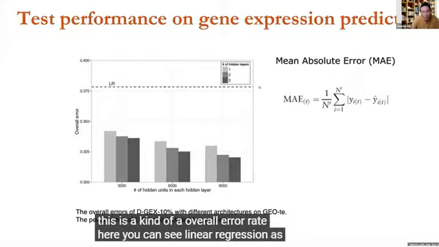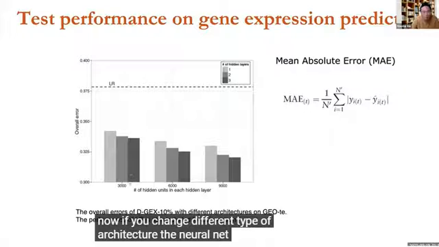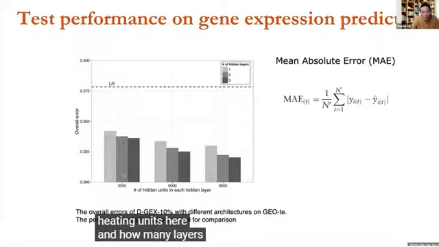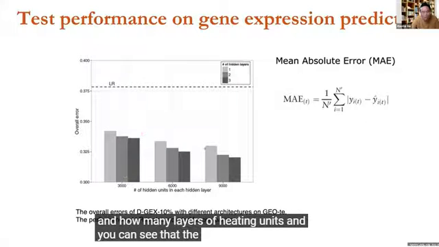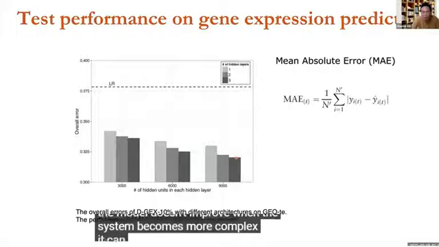You can see linear regression here. Now, if you change the architecture of the neural nets, choosing different numbers of hidden units and different numbers of layers of hidden units, you can see that the model improves as the system becomes more complex. It can fit the model better.